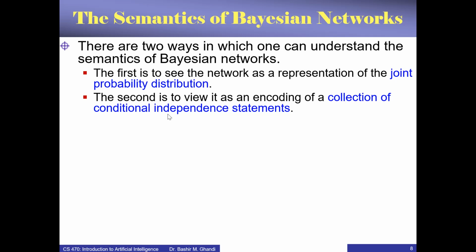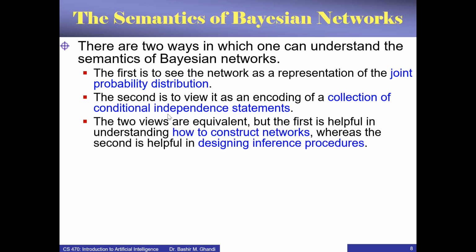As we saw there, the nodes are arranged such that the children are always influenced by the parents, and therefore the probabilities of the children are conditional probabilities given the probabilities of the parents. So this is another way to look at it. The two views are actually equivalent, and we shall see that in a moment. But the first one is helpful in understanding how to construct the network.